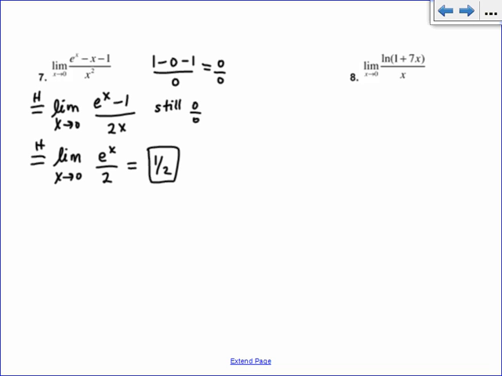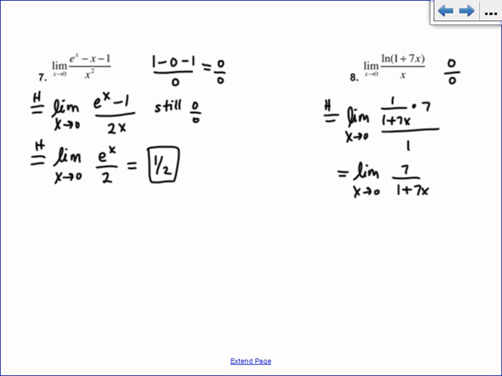All right, same idea with this one. If I plug in 0, I get natural log of 1, which is 0 over 0. So I'm going to do my L'Hopital's rule. Limit as x goes to 0, I'm going to have 1 over 1 plus 7x times 7 all over 1. I can simplify, and a lot of times you'll have to simplify because there'll be weird ones. So you're going to have 7 over 1 plus 7x. When you plug in 0, what do we get? 7, that's your answer.